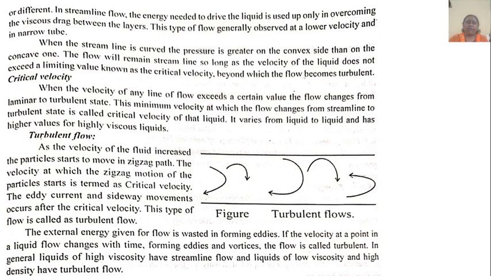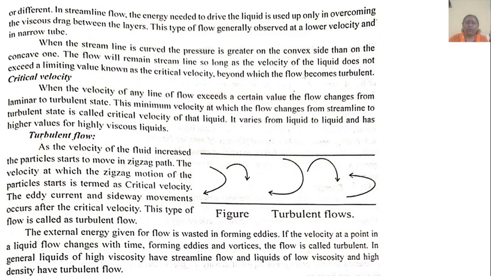In streamline flow, the kinetic energy needed to drive the liquid is used only in overcoming the viscous drag between the layers. This type of flow is generally observed at a lower velocity and in a narrow tube. Now, when the streamline is curved, the pressure is greater on the convex side than on the concave one.